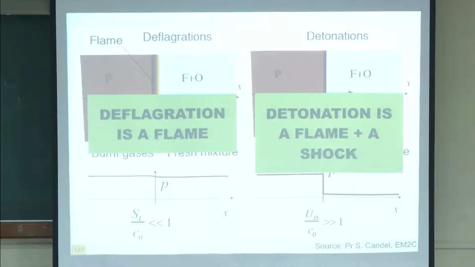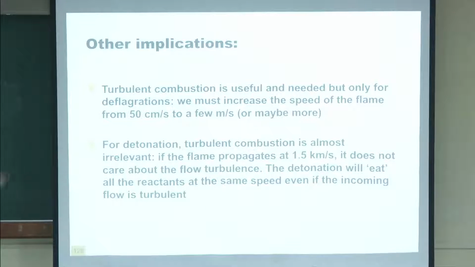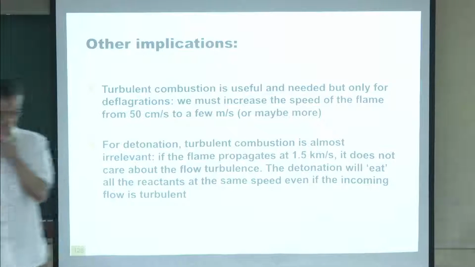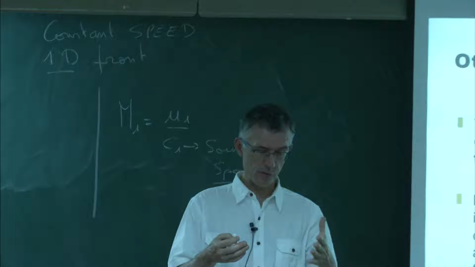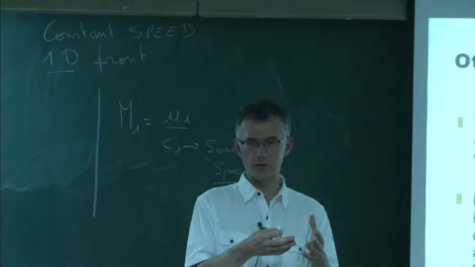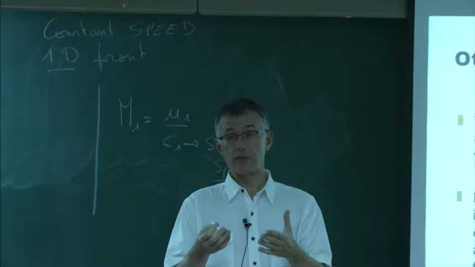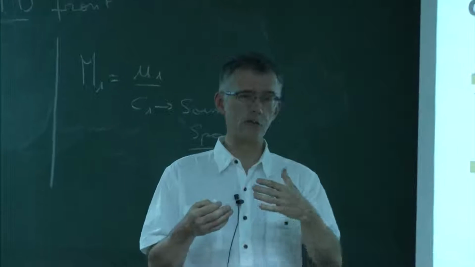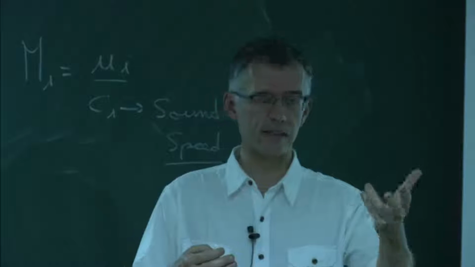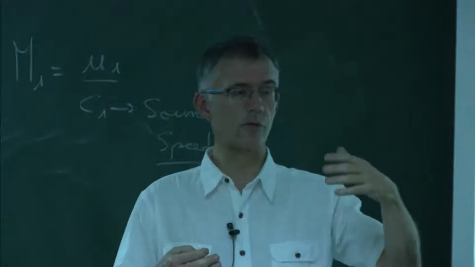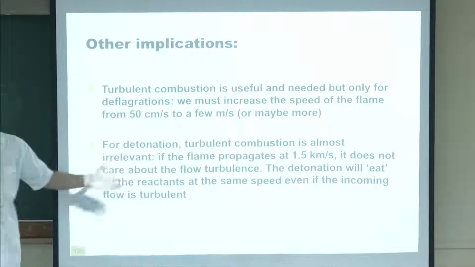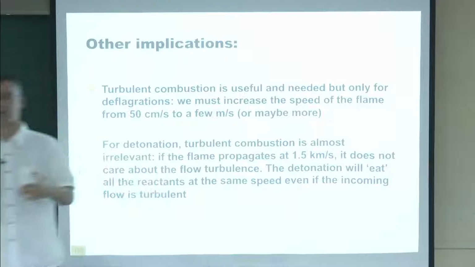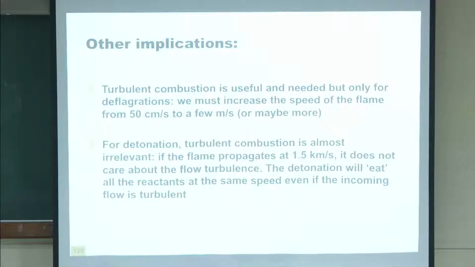Okay. So at this point, I just want to make a comment. When you talk about turbulent combustion tomorrow, we will be interested in the interaction of a flame with vortices. Subsonic flame, a deflagration. If a deflagration moves at 50 centimeters per second, and if it meets a vortex, which moves at a few meters per second, there will be an interaction. But if you have a detonation, and the detonation is going at 1.5 kilometers per second, it doesn't care about turbulence. It will just go through, okay?